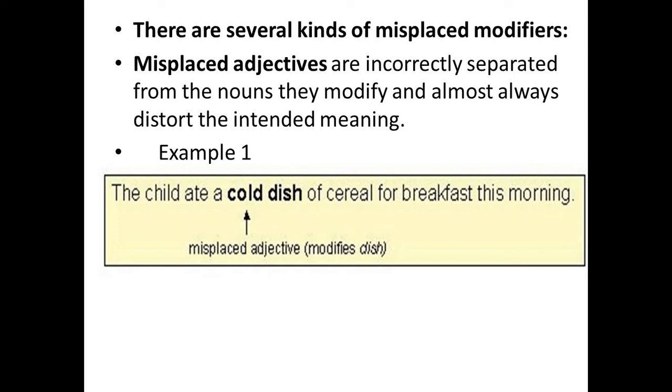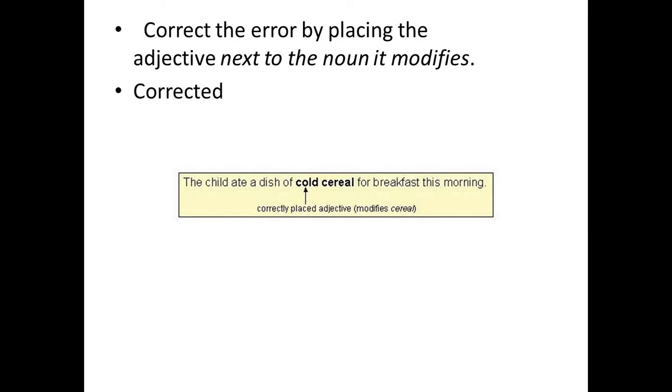Number one is the misplaced adjective. Misplaced adjectives are incorrectly separated from the nouns they modify and almost always distort the intended meaning. Look at example 1. The child ate a cold dish of cereal for breakfast this morning. Here the misplaced adjective modifies dish. Correct the error by placing the adjective next to the noun it modifies. Corrected: the child ate a dish of cold cereal for breakfast this morning.